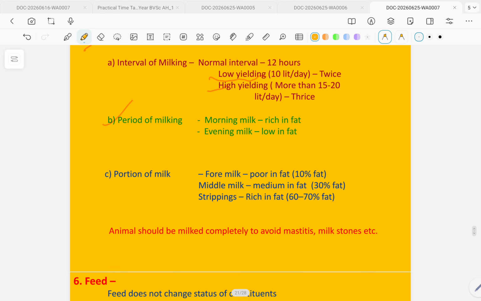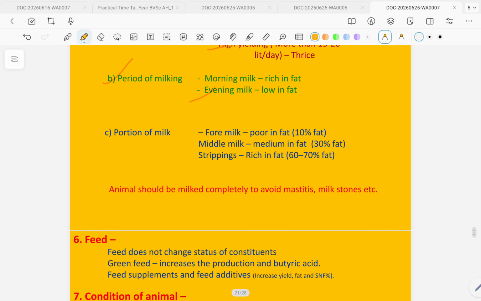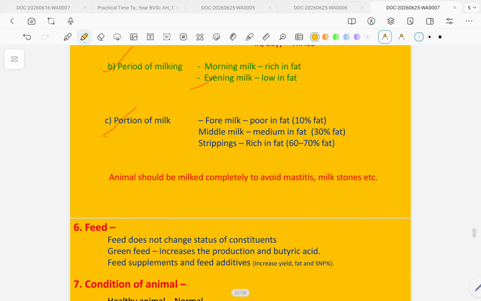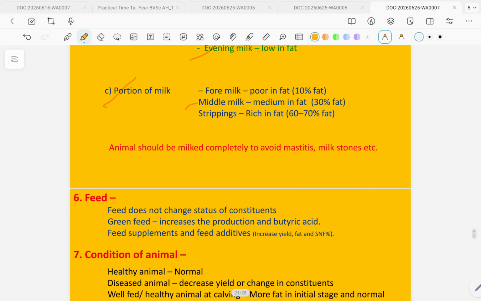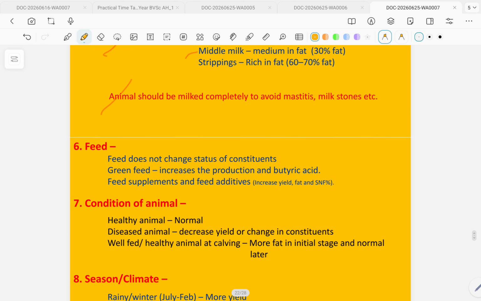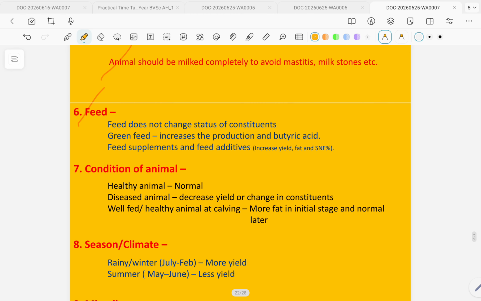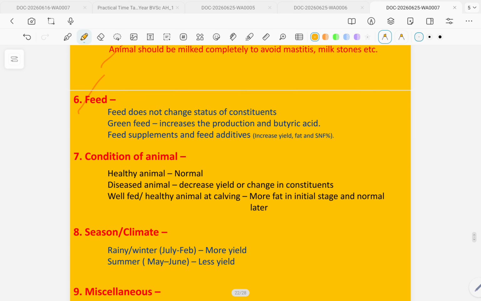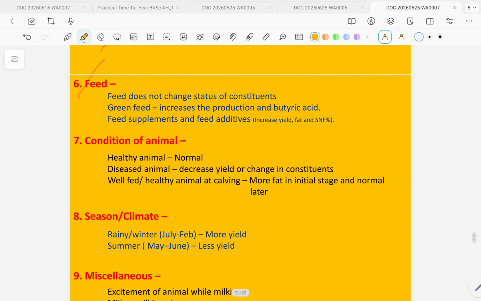Period of milking: morning milk is rich in fat, evening milk is low in fat. Fat of milk: foremilk is poor in fat, 1% fat; middle milk is medium in fat, 3% fat; strippings are rich in fat, 6 to 7% fat. The udder should be milked completely to avoid mastitis, milk stone, etc. Feed does not change the status of constituents.